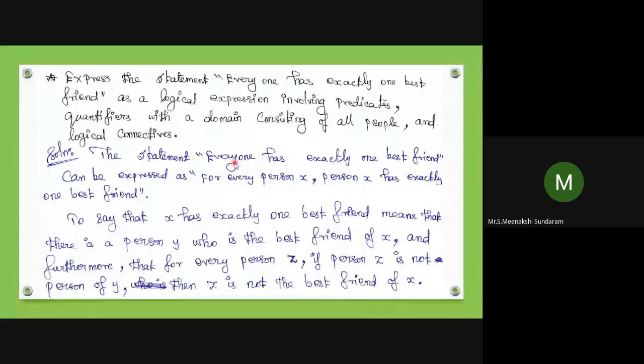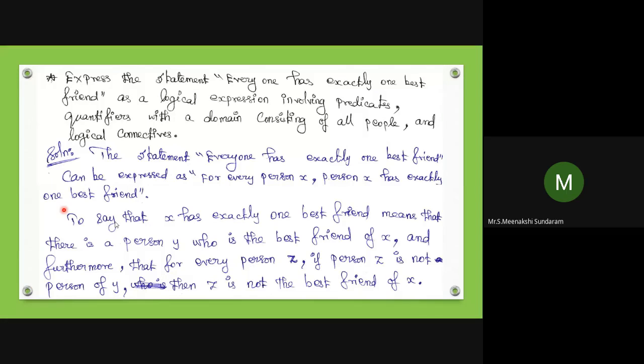So the statement "everyone has exactly one best friend" can be expressed as: for every person X. Here it is giving all people. It's not school students or college. Suppose the domain consisted of all the students, then you could write for every student X. Here it is not specified, so normally I can write person, singular. So for every person X, person X has exactly one best friend. Every person X has exactly one best friend.